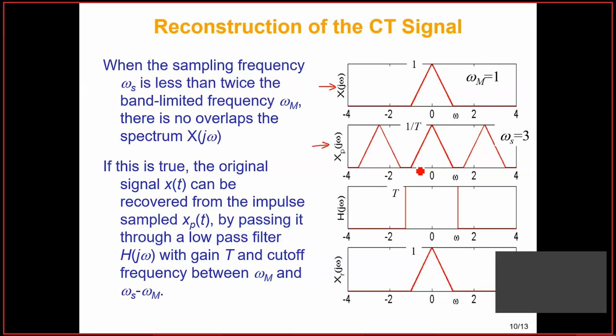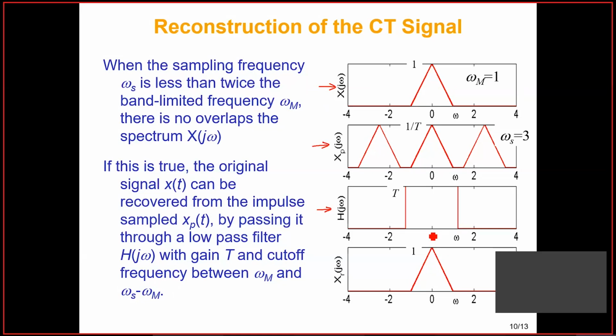So what we need to do is pass this signal through a low pass filter having an amplification factor of T. First of all, we pass it through a low pass filter so that the high frequency contents get cut out and only this is left. Second, these values have to be amplified by a factor of T. Together, we need a filter response like this, with a particular cutoff frequency.